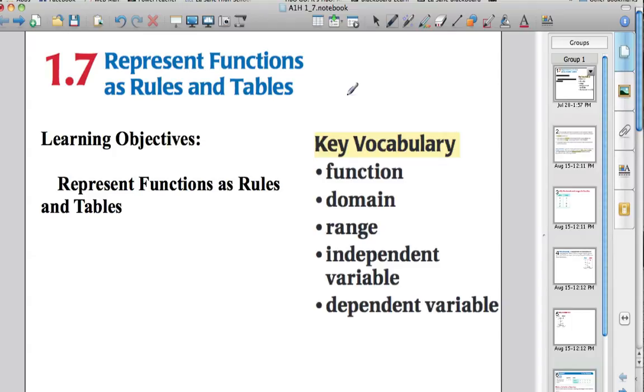In section 1.7, we want to start talking about functions, and we're going to look at how we can represent functions as rules and as tables. Now when you think of a function's rule, it's like the equation that represents the function. And our key vocabulary for this section are function, domain, range, independent variable, and dependent variable.